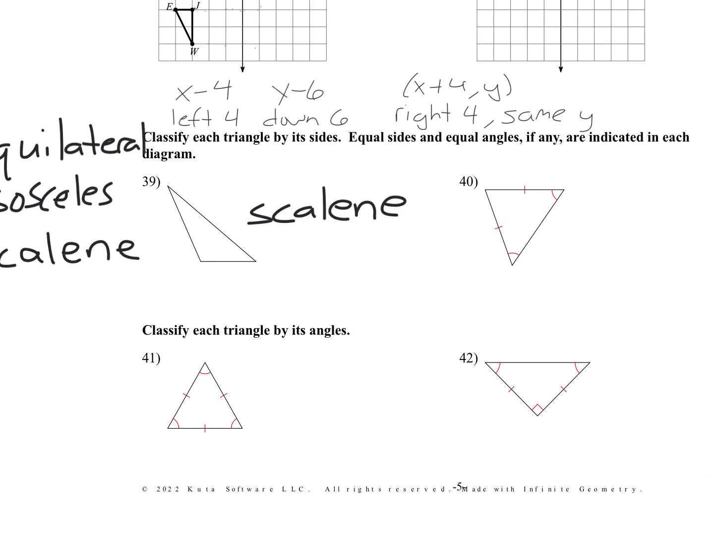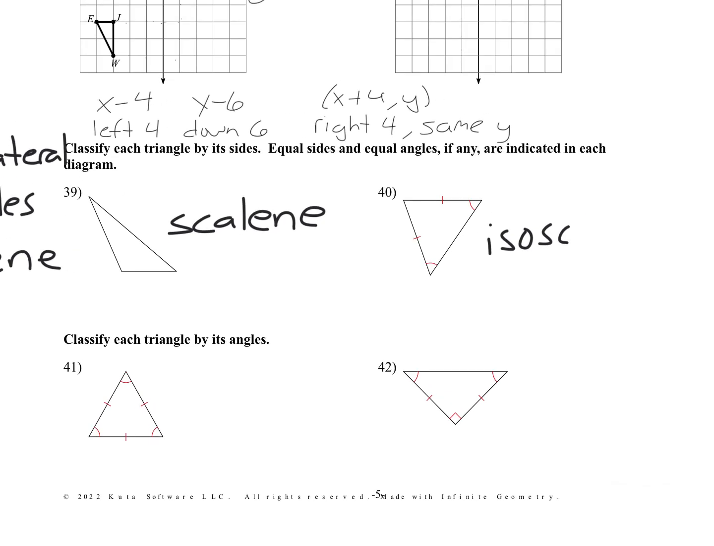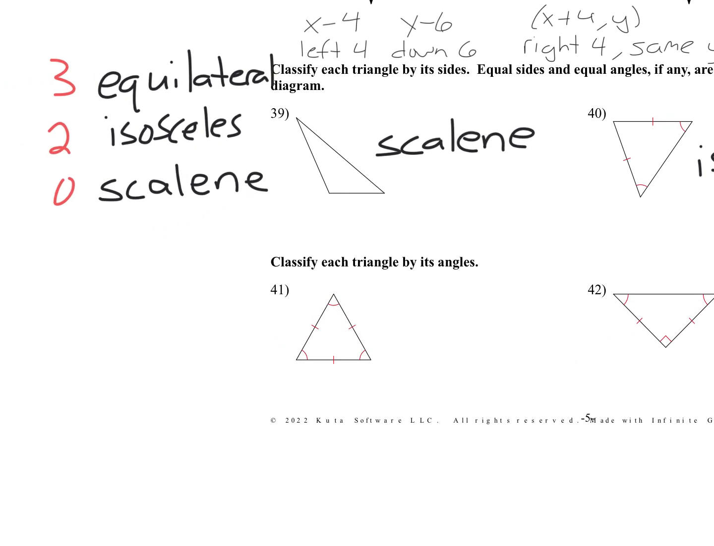What about number 40? That's isosceles. Why? Because it only gives us 2 numbers. Right, it gives us 2 sides, so we can assume it's isosceles. What about number 42? Yep, let's talk about angles now.